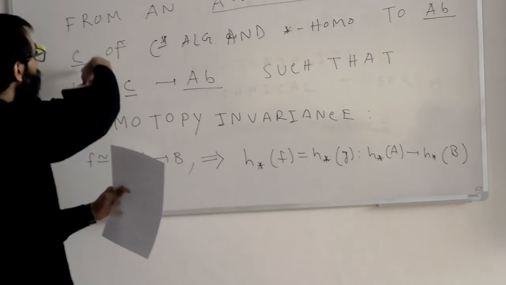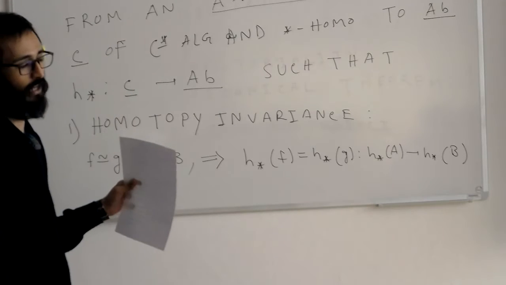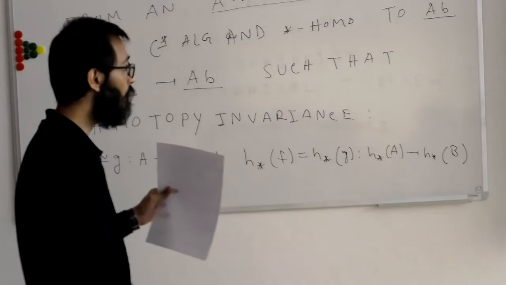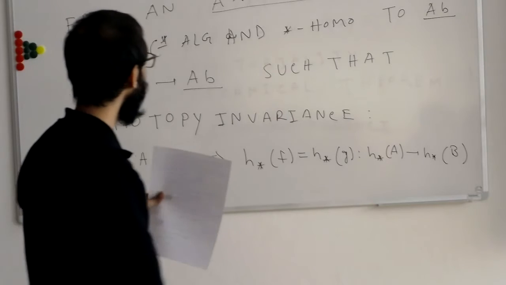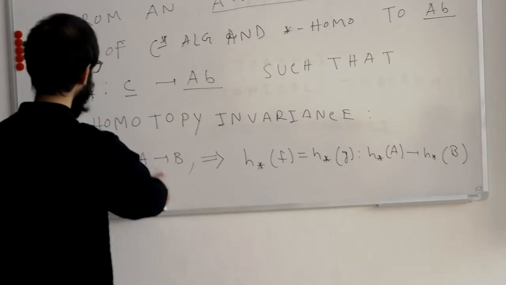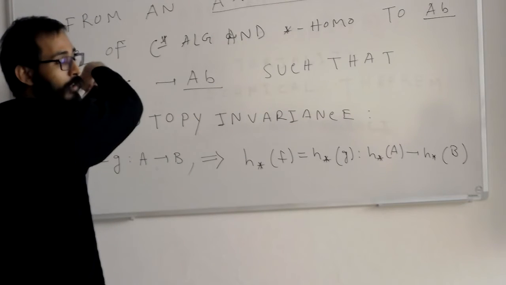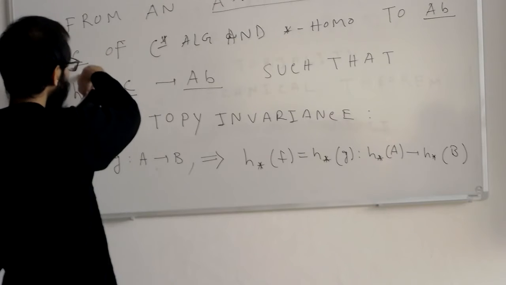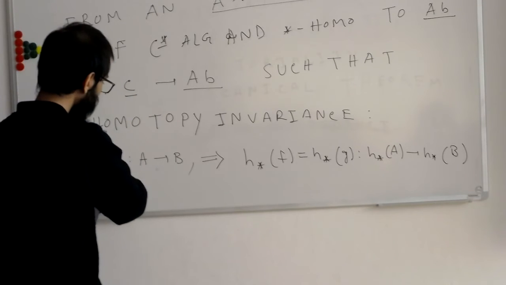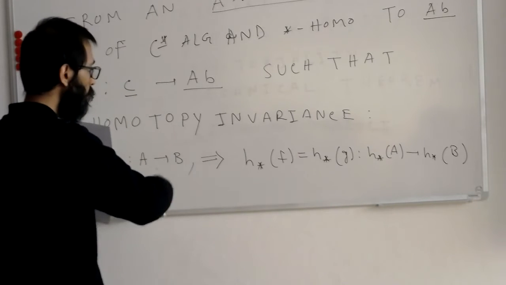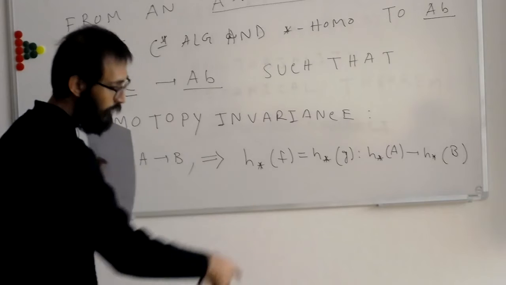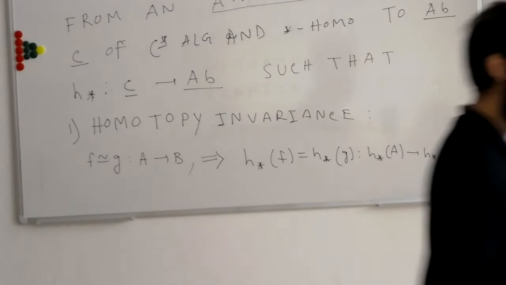So H star comes equipped with C underline. If, sorry, put your screen. So A and B are coming from C. So for C star algebras inside C, if I have two homotopic star homomorphisms, then the induced values should be equal.